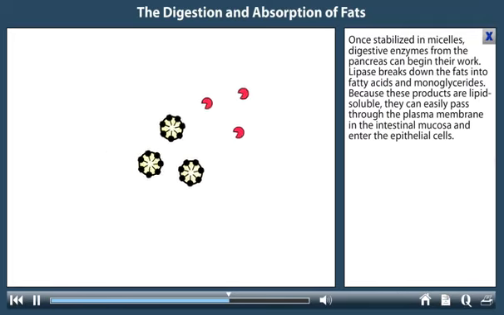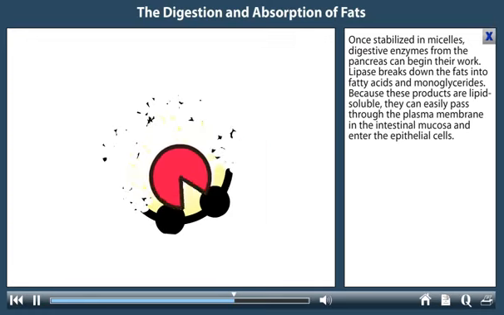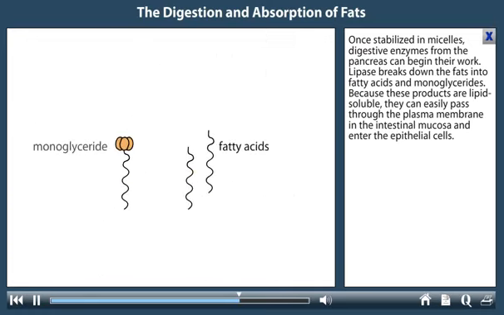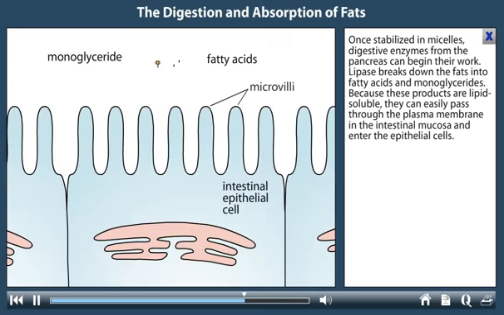Once stabilized in micelles, digestive enzymes from the pancreas can begin their work. Lipase breaks down the fats into fatty acids and monoglycerides. Because these products are lipid-soluble, they can easily pass through the plasma membrane in the intestinal mucosa and enter the epithelial cells.